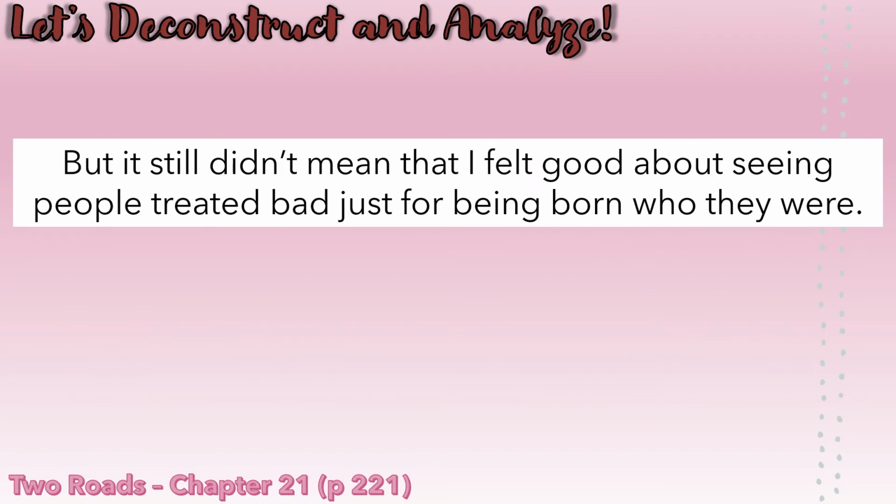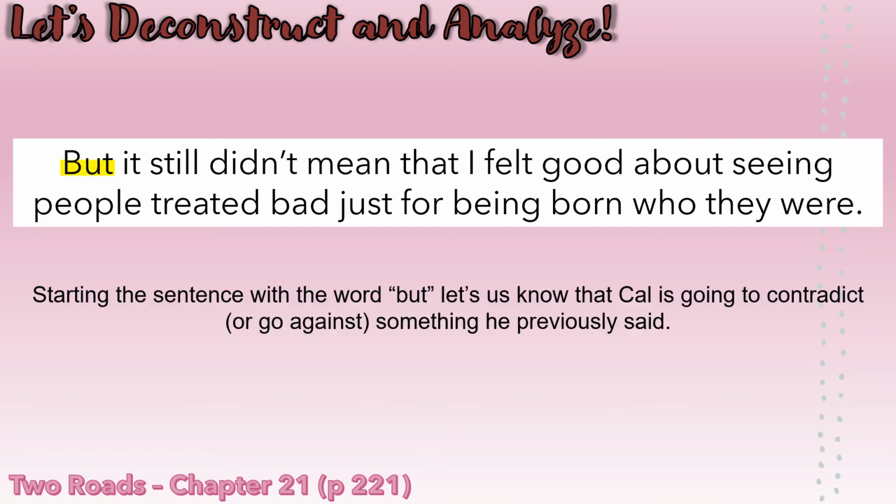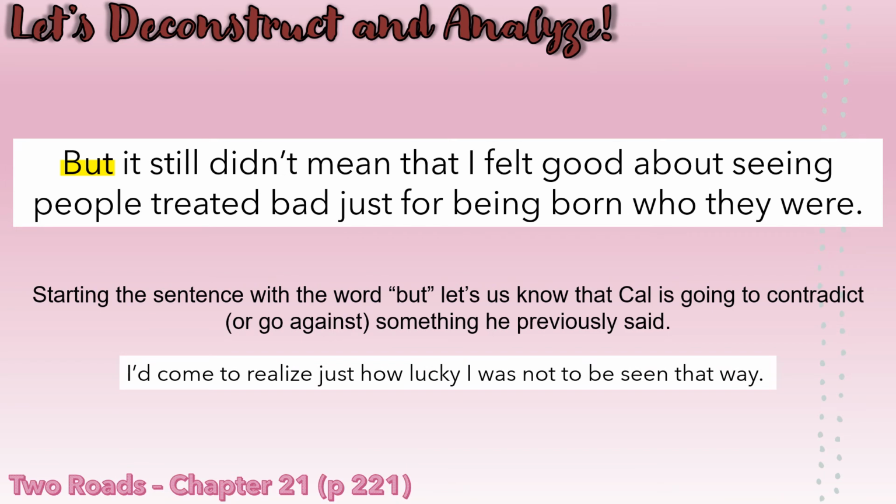So let's look at the sentence as a whole. But it still didn't mean that I felt good about seeing people treated bad just for being born who they were. Let's look at how the sentence starts. This sentence starts with the word but. Starting the sentence with this word lets us know that Cal is going to contradict or go against something he had previously said. So in the sentence right before this, he had said, I'd come to realize just how lucky I was not to be seen that way.